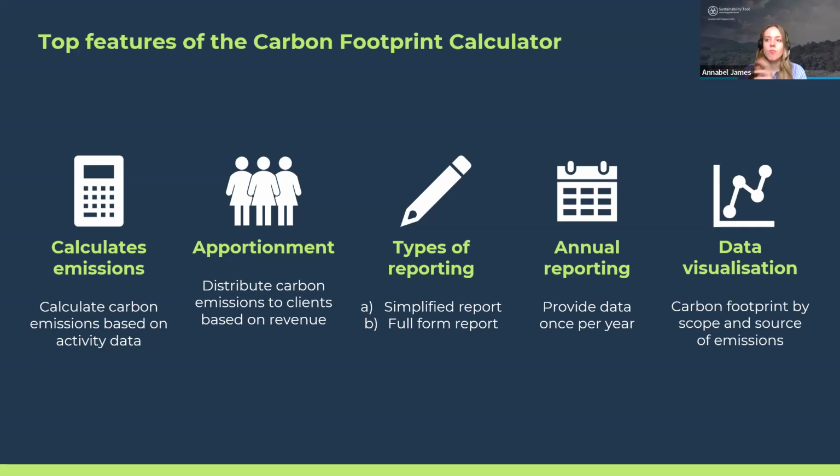If you're sitting here thinking, that's great, but we already know our footprint, we have two versions of the report: a simplified report and the full form. The full form is the one I just explained, calculating emissions from raw data like mileage and that sort of thing. But if you already know your emissions broken down into scope 1, 2, and 3, you can submit that data in the simplified report and then just apportion it to Ebbsfleet. So you've got both options, depending on where you are with this process.